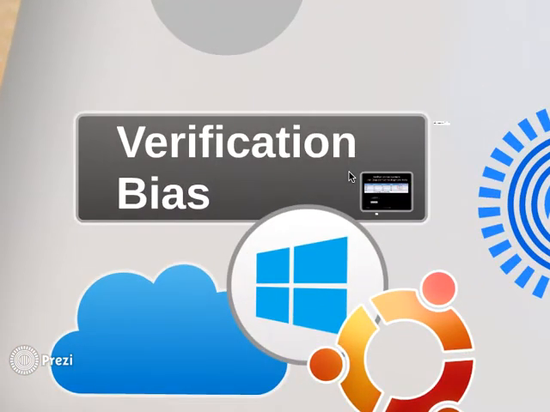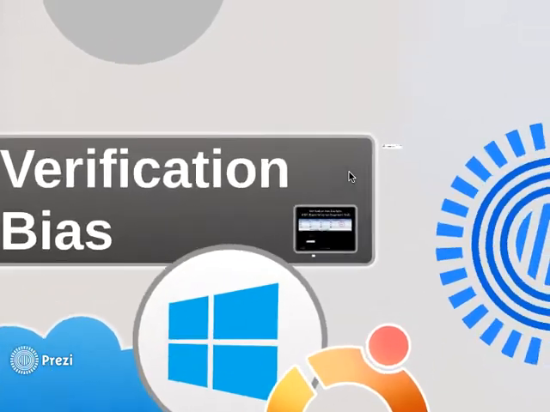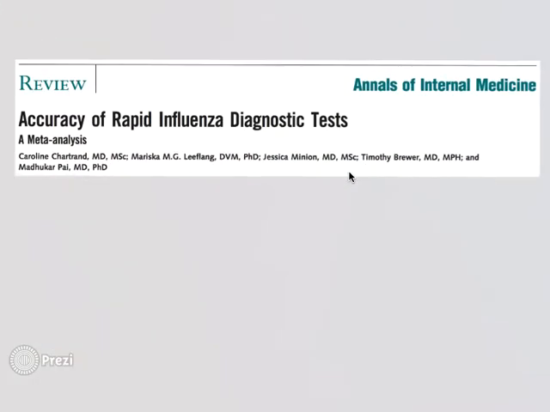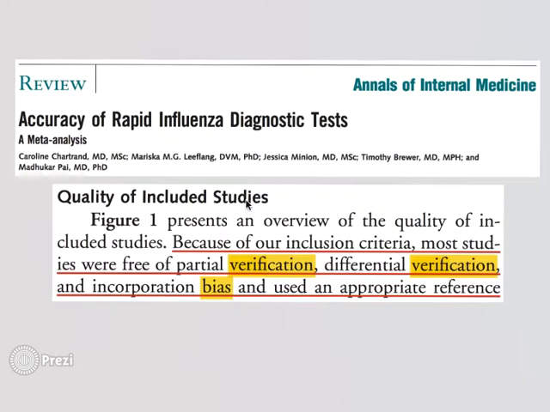Okay, let's move on to verification bias. Why is that important? Still for flu, there's one meta-analysis and systematic review trying to summarize the accuracy of rapid influenza diagnostic tests. When you are reading these articles, you find something you don't really understand. They're saying that because of their inclusion criteria, most studies were free of partial verification, differential verification, and incorporation bias. So what is verification bias?